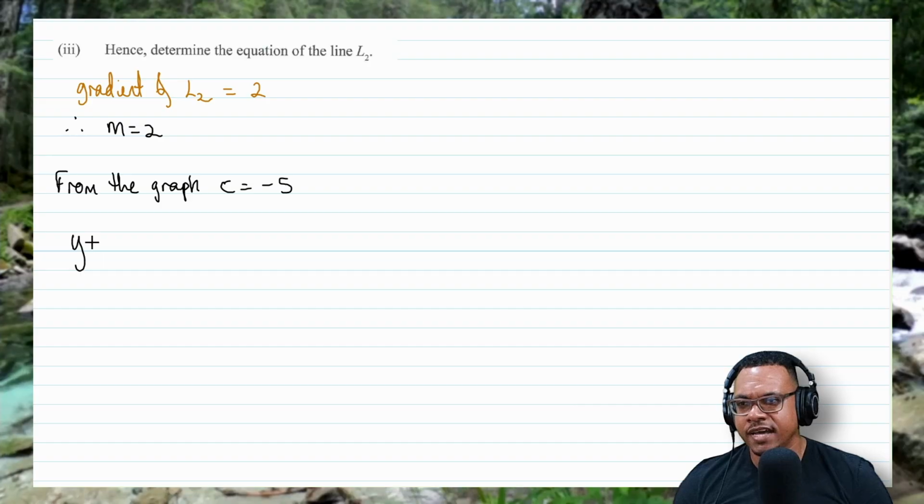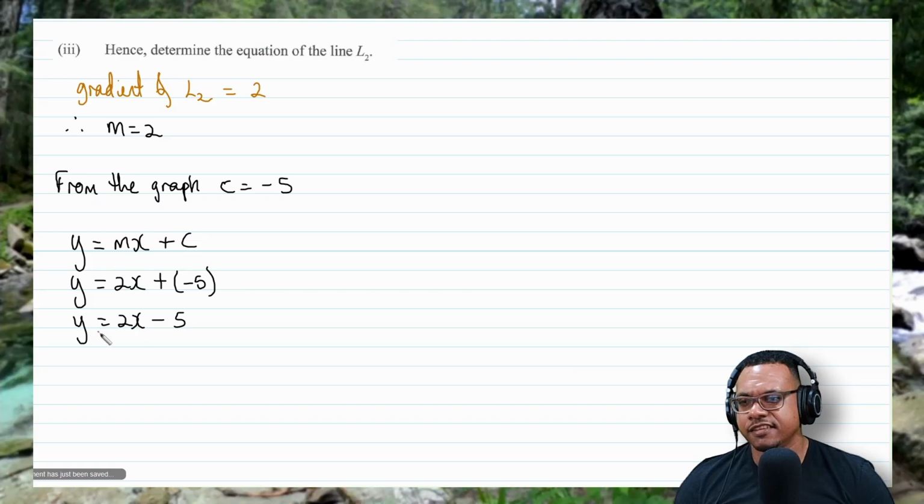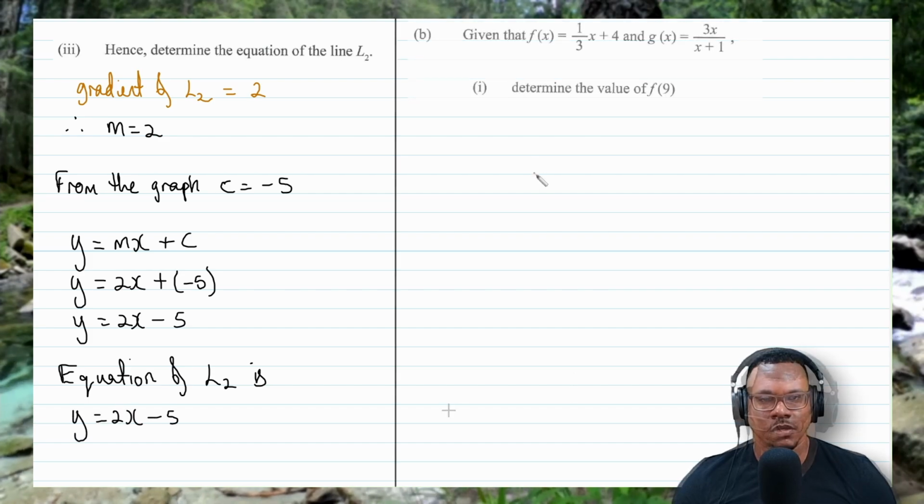So if I write the form y is equal to mx plus c, I replace the m with positive 2 and the c with negative 5. Of course, you multiply these two signs and you'll get a negative sign. So you'll have y is equal to 2x, take away 5, and this will be the equation of line 2. All right, so I have the equation of L2 is y is equal to 2x, take away 5. Now moving on to part B, we have the functions f of x is 1/3 x plus 4 and g of x is 3x over x plus 1.